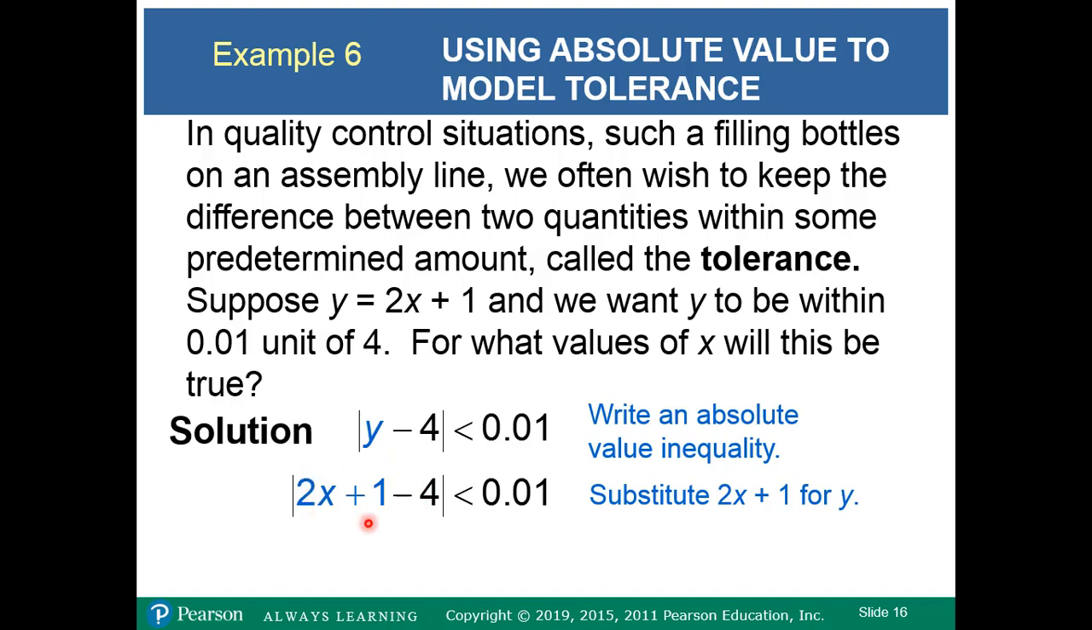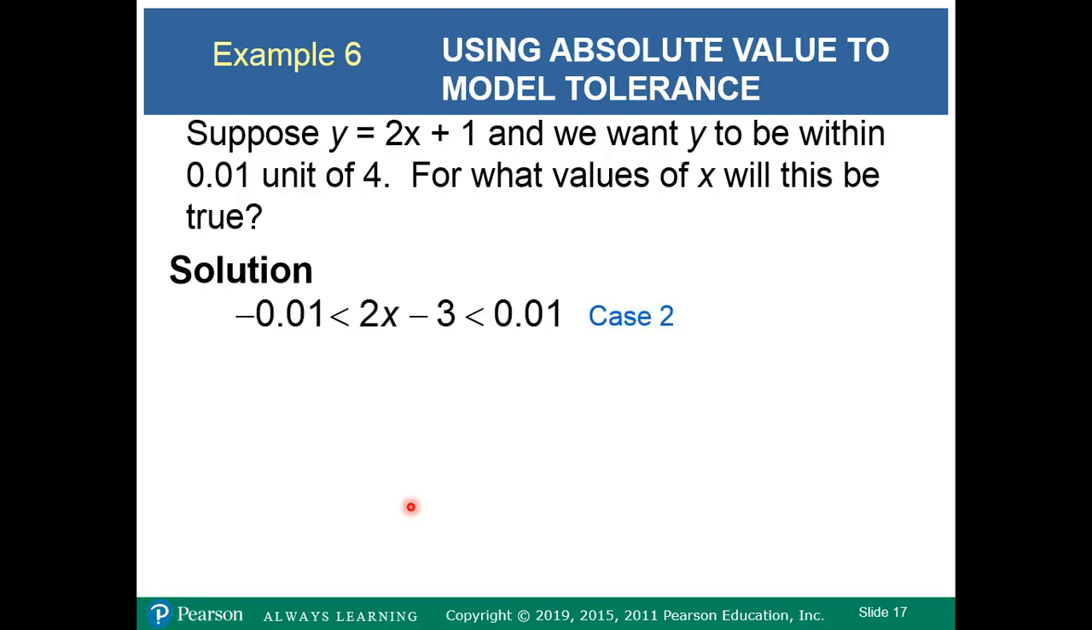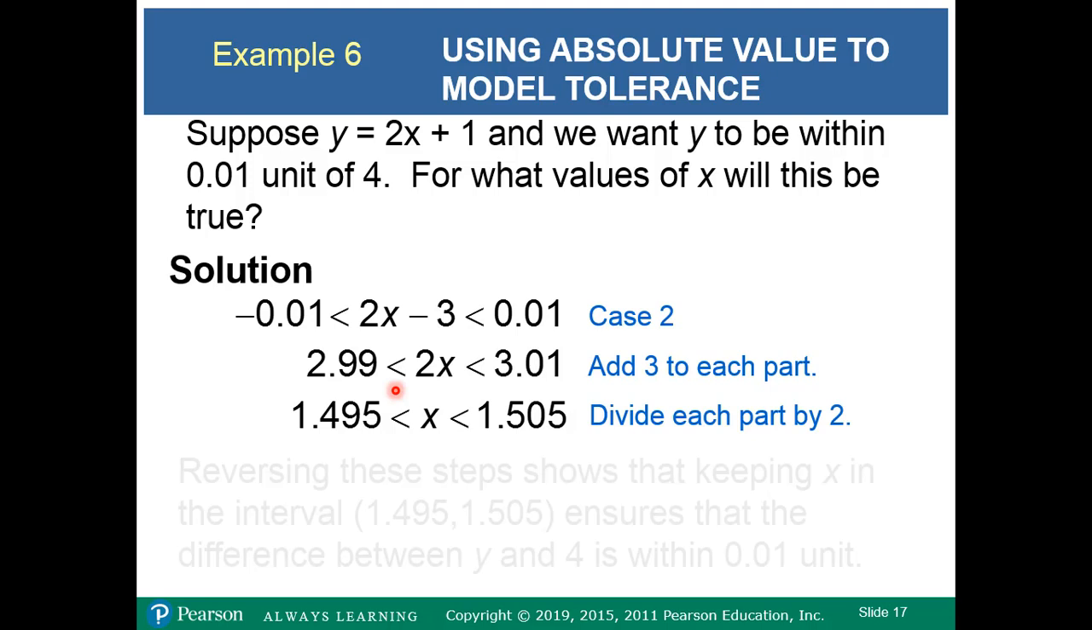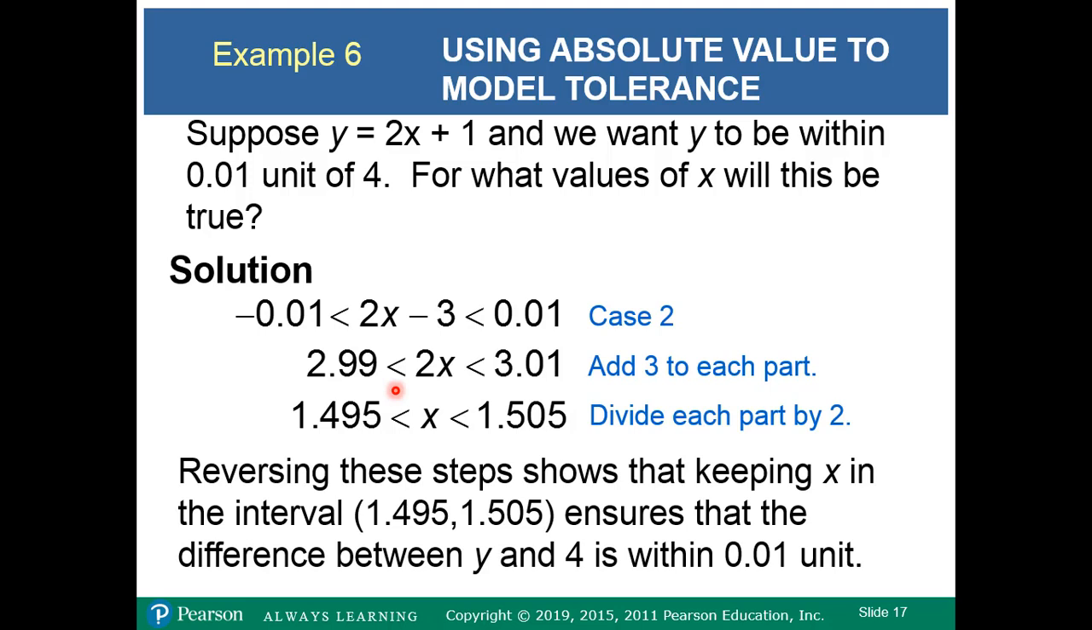Okay, now it becomes something that we've seen before. Okay, and so this becomes the absolute value of 2x plus what? Negative 3 is less than 0.01. And so now we can solve this like this. And so now we're going to solve for x. So now we're going to add 3 to both sides. And then we're going to divide both sides by 2. And look at this. Here's our tolerances. So x has to be within these two measurements in order for y to be within 0.01 of 4. Okay? So reversing these steps shows that keeping x inside this interval will ensure that the difference between y and 4 will be within this amount. Okay?